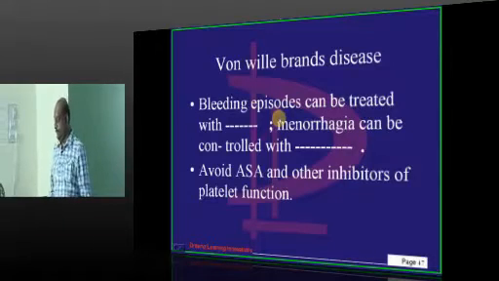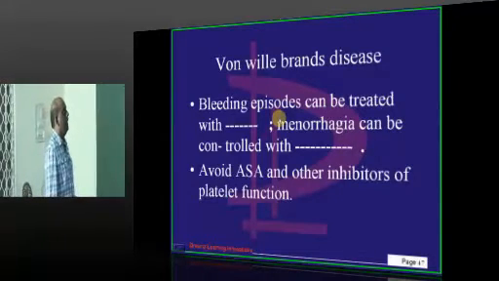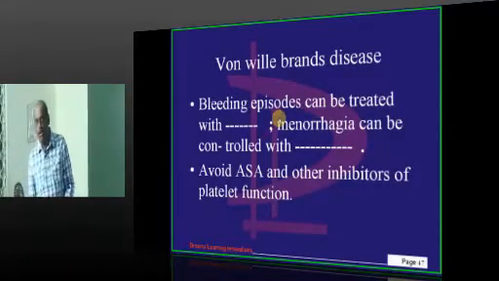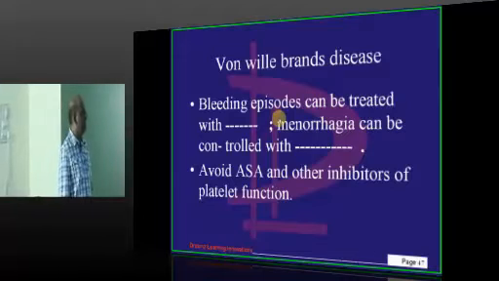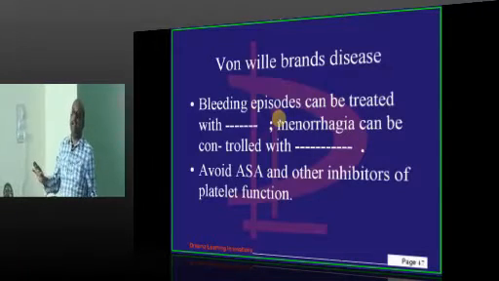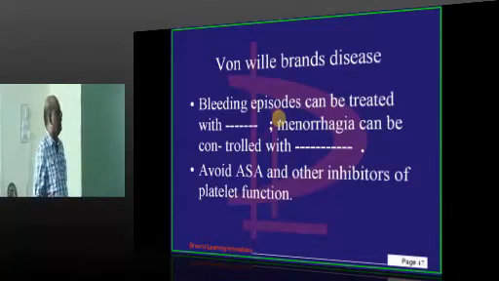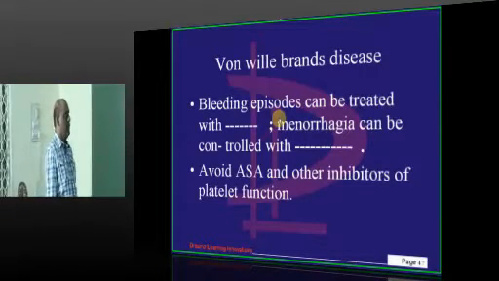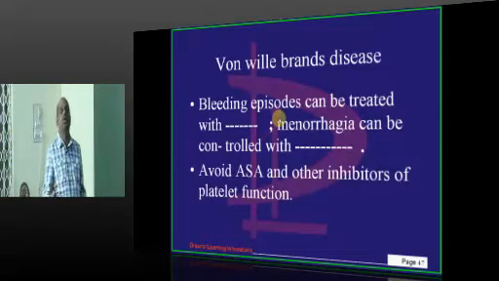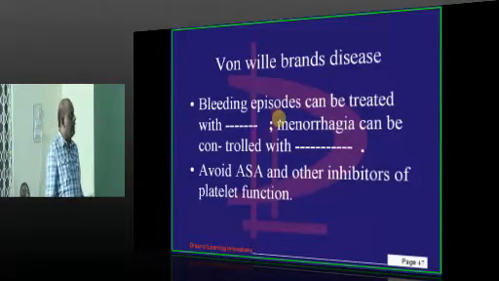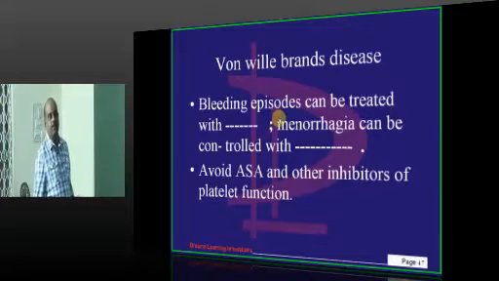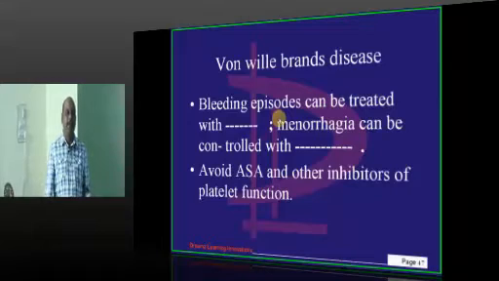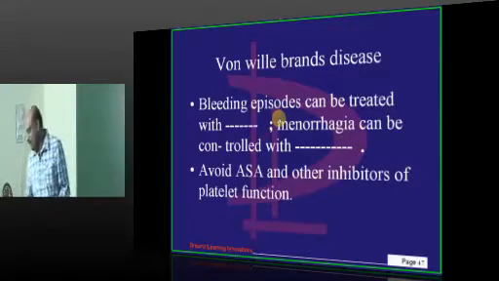Shoot me an answer. Von Willebrand's disease. If there are bleeding episodes, how do you treat it? If there is uncontrolled menorrhagia, how do you want to treat? If there are bleeding episodes, what do you want to inject to the patient? Or inject or make him swallow? Tablet or injection, no problem. Give me the correct answer.